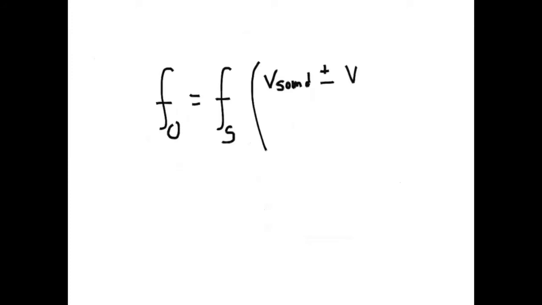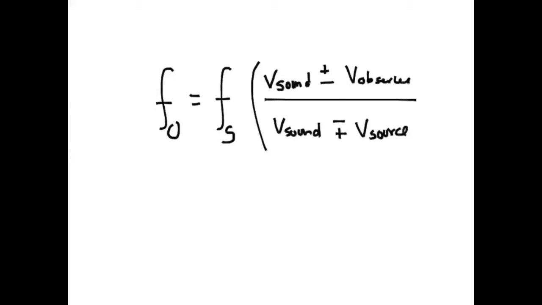So the frequency that is going to be perceived by the observer is going to be equal to the frequency that is going to be generated by the source times a ratio of velocities. The velocity of sound plus minus the velocity of the observer over the velocity of sound minus plus the velocity of the source.